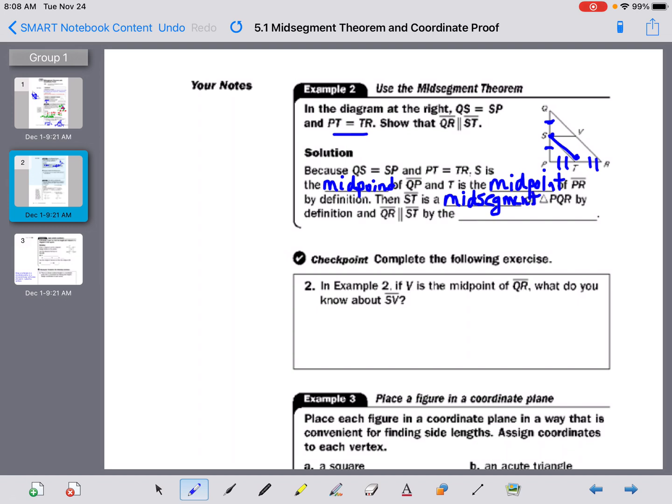And if it's a mid-segment, we know that ST has to be parallel to QR because of the definition of a mid-segment, right? By the definition of a mid-segment. Okay. So if we can prove that that is a mid-segment, which we did, then it has to be parallel to its opposite side. Okay. It says in example 2, if V is the midpoint of QR, what do you know about SV?